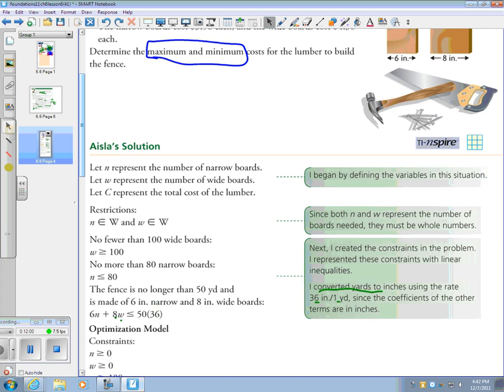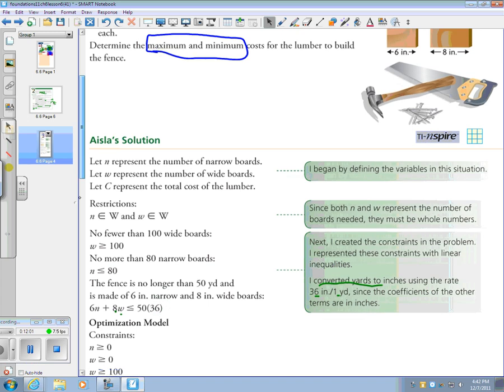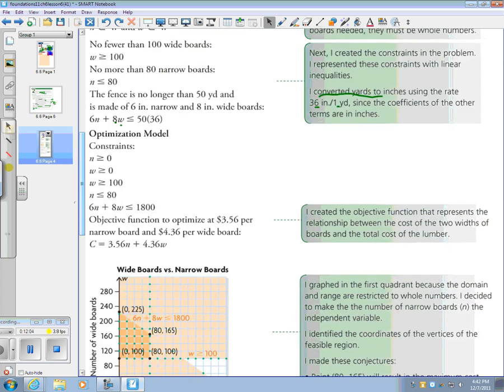A couple more constraints that they had here. They said N had to be greater than or equal to 0. Can't have negative boards. W has to be greater than or equal to 0. Can't have negative boards again. And these were all the ones that we just did up above there.